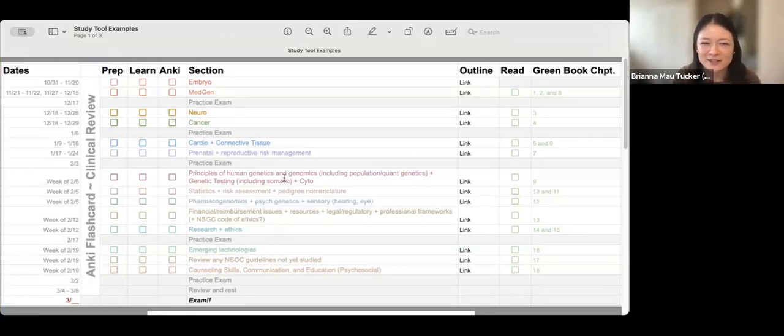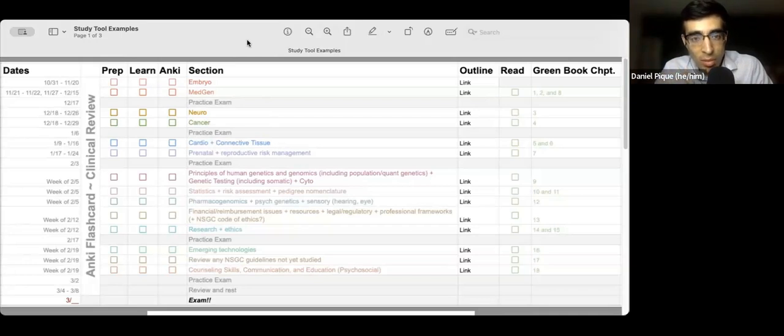Yeah, and Daniel, I can also explain very high level briefly what my actual study approach was, but any questions on this so far that you feel would be helpful for me to answer? I'm wondering about the columns, so like prep, learn, and Anki. What do those mean, and how do you know when to check them off?